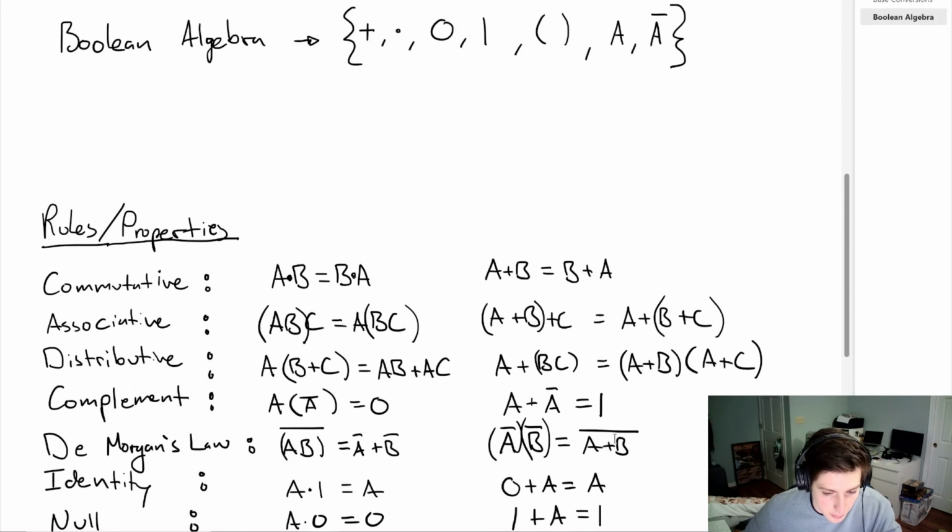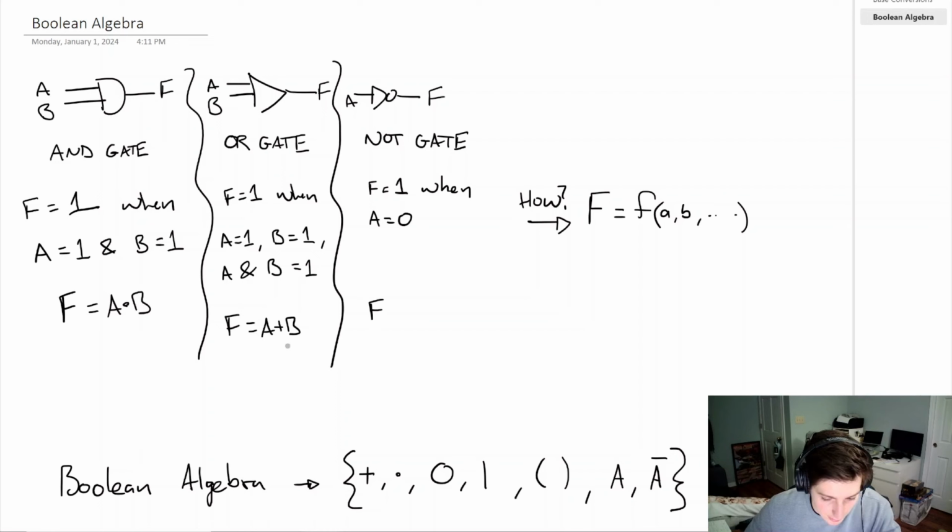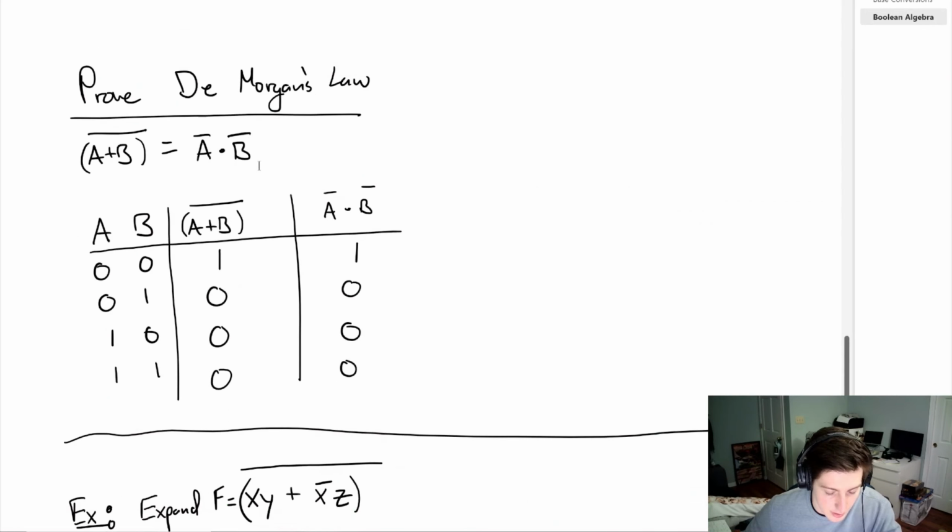So from this, we can go back up to our original gates. And for the AND gate, we could express that as F being equal to A times B. For the OR gate, F would be equal to A plus B. And for the NOT gate, F would be equal to the inverse of A, or A bar. So now we're going to look at actually proving De Morgan's law, one of the forms where we had the expression given as this term here.